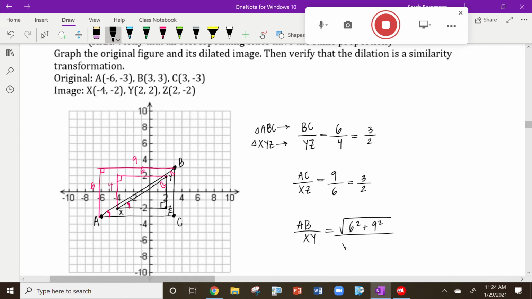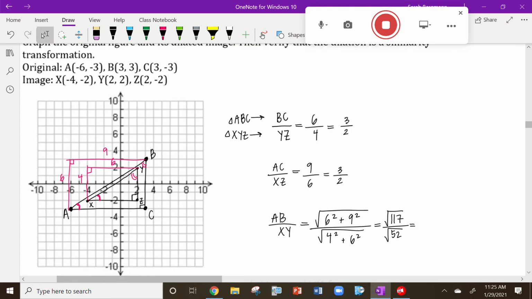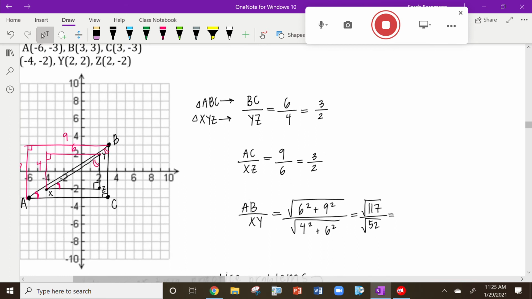XY is going to be the square root of 4 squared plus 6 squared. So I'll simplify that. 6 squared is 36. 9 squared is 81. Add them together, I get 117. 4 squared is 16. Again, 6 squared is 36. That gives me 52. Now when you have two square roots that are in a fraction like this, you can combine them into one square root.